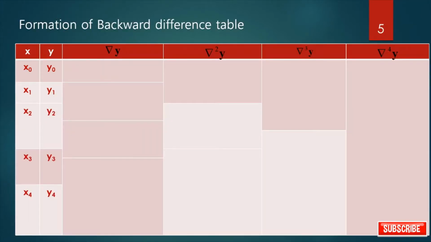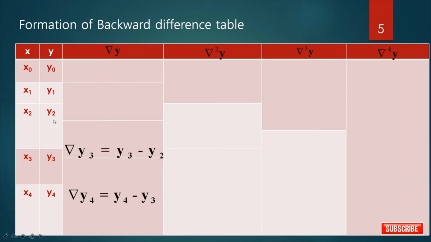See, how many sets of values are there? It is 5. So, how many columns are there? One less than that, so the total number of columns should be 4. So, what is nabla y4? It is y4 minus y3. What is nabla y3? It is y3 minus y2. What is nabla y2? It is y2 minus y1. And what is nabla y1? It is y1 minus y0.